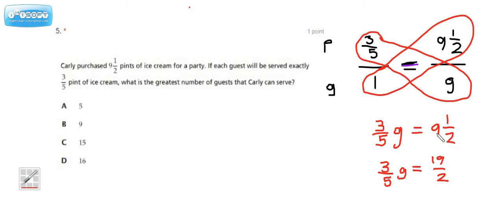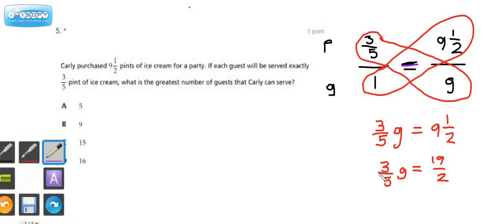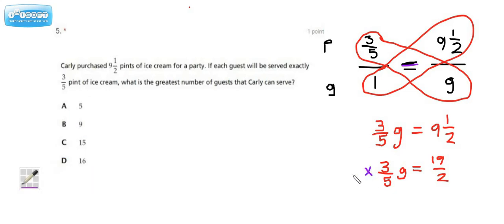Well, we would have to first turn this into an improper fraction, multiply 2 times 9, which is 18, and add the 1 and get 19. All right, now when we're solving equations like this, we have to think to ourselves, what's happening to the variable and what's the opposite of that? So what's happening to it? It's being multiplied by 3/5. The opposite of that would be to divide by 3/5. And if we do that, that's the same as multiplying by the reciprocal, which would be 5/3.